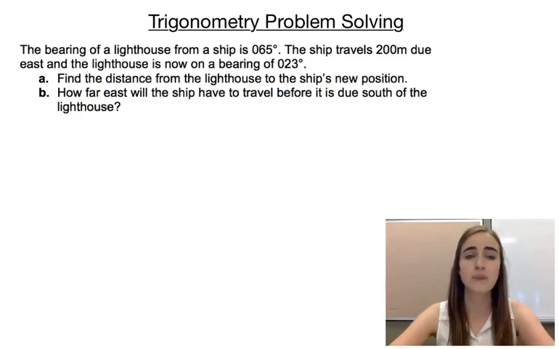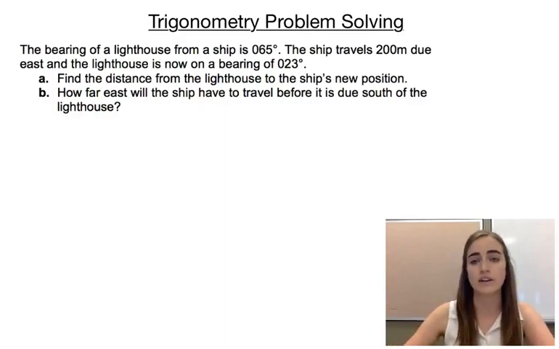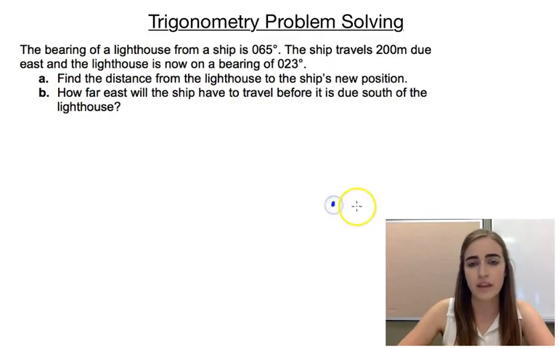Our example says the bearing of a lighthouse from a ship is 65 degrees. The ship travels 200 meters due east and the lighthouse is now on a bearing of 23 degrees. And we want to find, for the first part of that question, the distance from the lighthouse to the ship's new position. So the first thing you always want to do is draw a diagram. Let's say our ship is starting over here and our lighthouse is on a bearing of 65 degrees. So that's going to be over this direction somewhere.